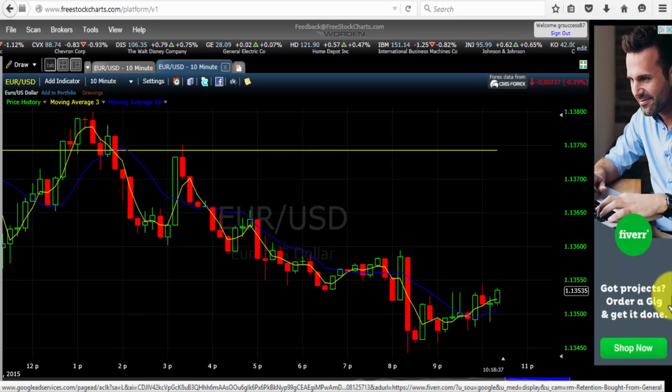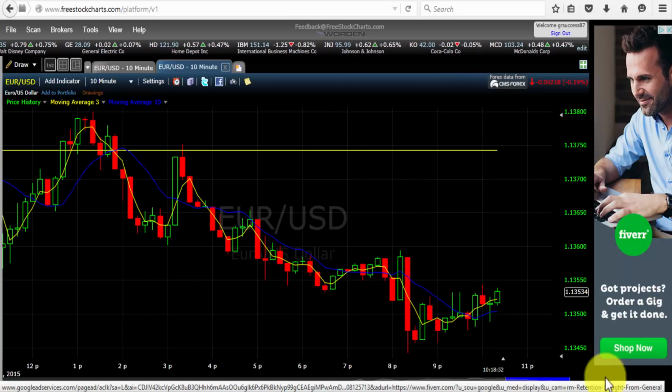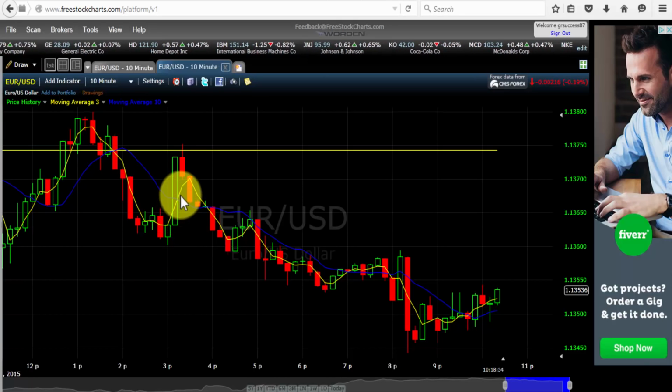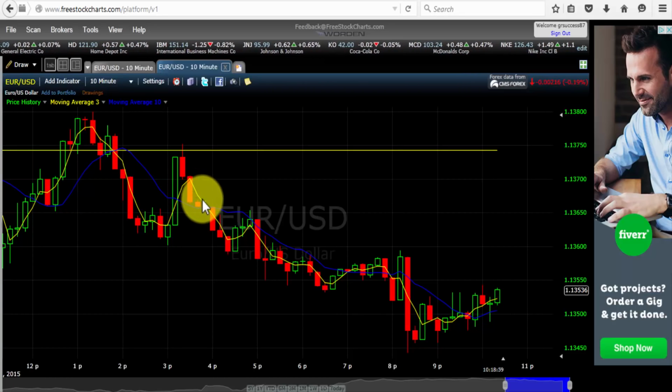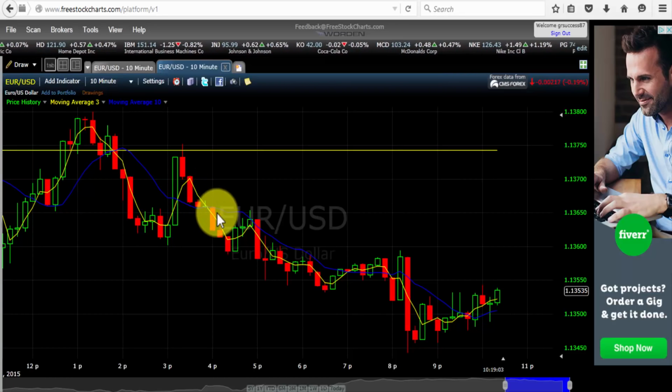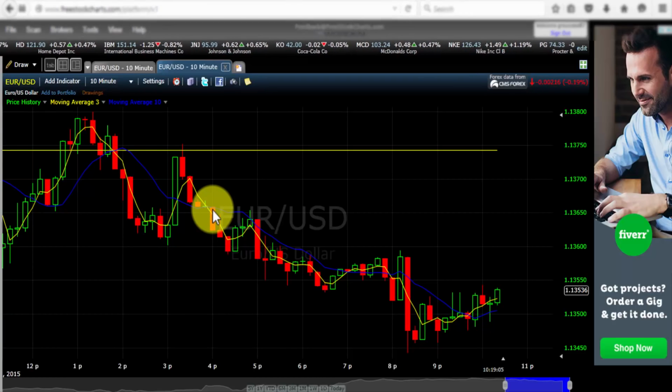The simple moving average line set at the period of 3, which is our yellow, is the signal line. So whenever a yellow line crosses our blue line, we place a trade in the direction the yellow line is heading. In other words, if the yellow line crosses the blue in an upward direction, we're going to place a call for 5 to 10 minutes. On the other hand, if our yellow line is crossing the blue line in a downward direction, we place a put for 5 to 10 minute trades.